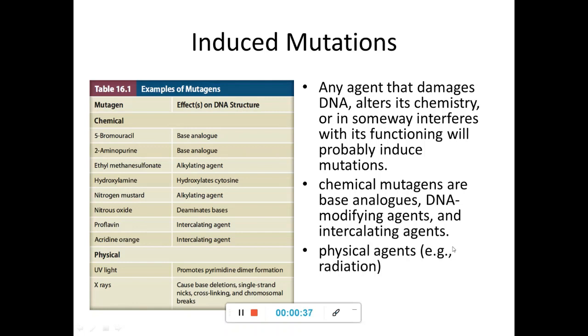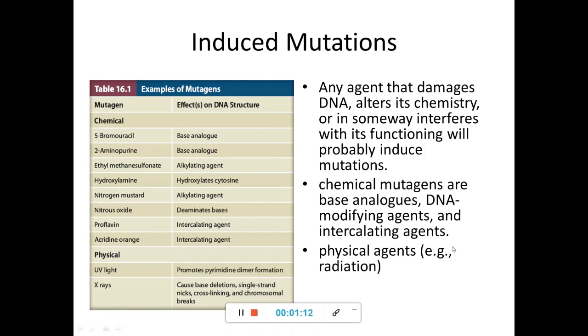And any agent that damages the DNA, alters its chemistry, or in some way interferes with its function will probably induce a mutation. There are different types of mutagens, basically the chemical mutagens and the physical mutagens. Chemical mutagens include base analogues, alkylating agents, deaminating agents, hydroxylating agents, as well as the intercalating agents. Among these, the alkylating agents, deaminating agents, and hydroxylating agents can commonly be called the DNA modifying agents.